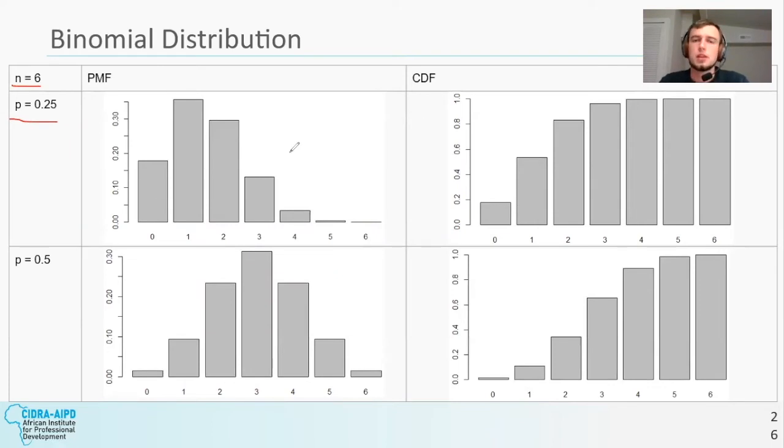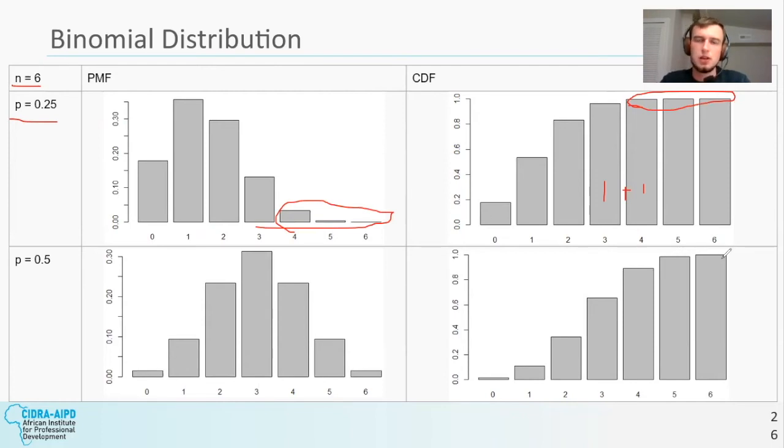So if we look at our cumulative distribution function, we can see that towards the later numbers, there's not a whole lot of change between 4 successes and 6 successes. Because right, our cumulative distribution function for 4 is the cumulative distribution function of 3 plus the PMF at 4. Because the probability of the random variable taking on a value less than or equal to 4 is the probability the random variable takes on a value less than or equal to 3 plus the probability it takes on exactly 4.